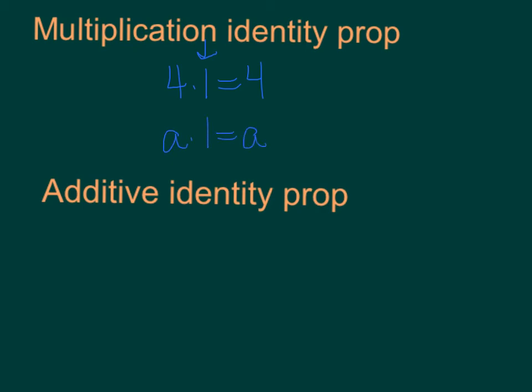Now, additive identity property. So now I'm adding something. What can I add to 4 that I'm still going to get 4 as an answer? That's going to be 0. And same with letters. If I take X and I add a 0, I still get X. So the key here is identity. It does not change. What can you add or multiply that does not change the number?